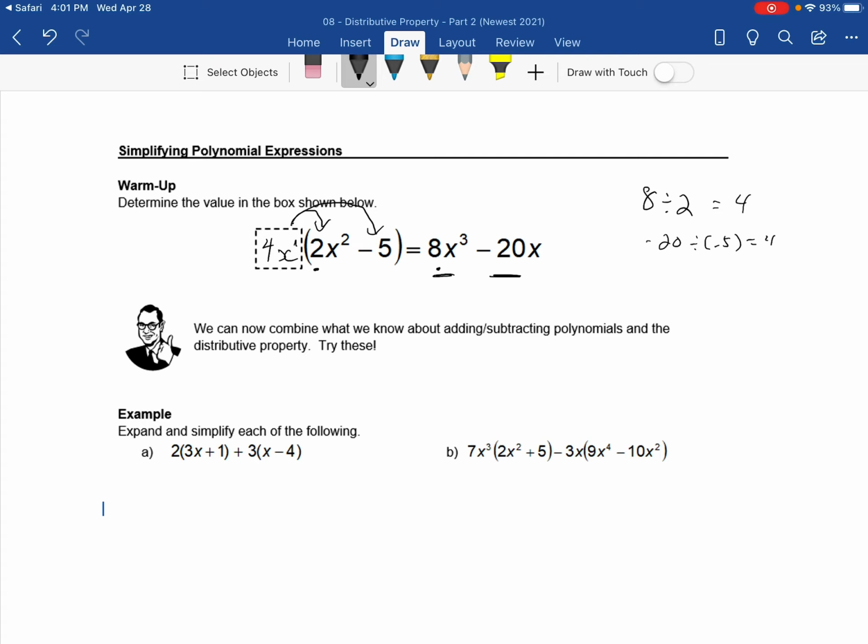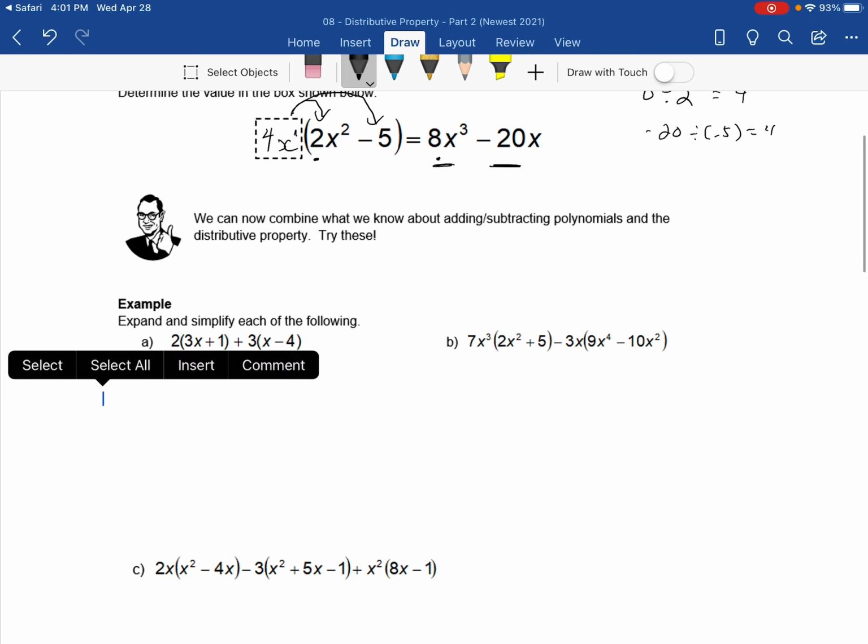Okay, so that's just a little warm-up. You'll see some of that in some of the homework where you have to think backwards. It's actually called factoring, but we won't really get too carried away with that until grade 10. Anyhow, with the weapons we have now, we can combine what we know about adding and subtracting polynomials and the distributive property. Okay, so here's what we mean by that.